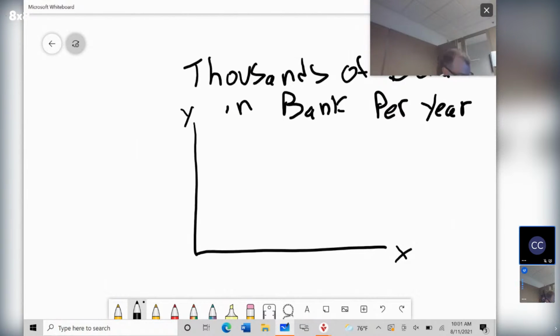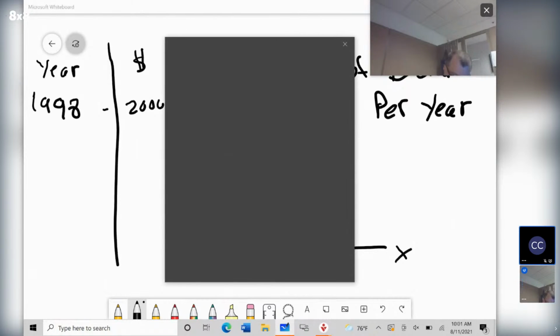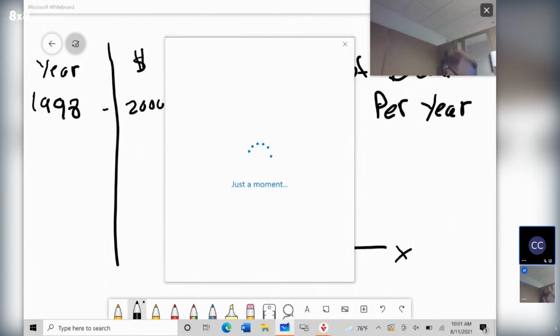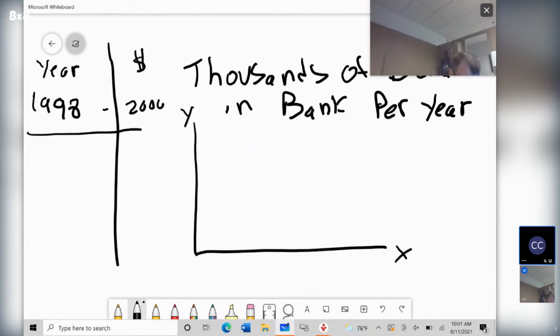And over on the left over here, I'm going to say in 1998, we'll say $2,000. So you're going to have year and money. And there might be a graph like that or a chart. So 1999, say it was $6,000.